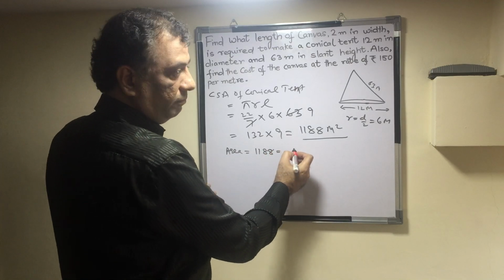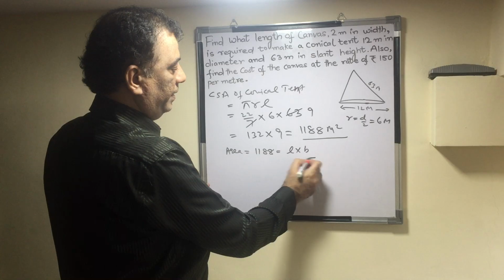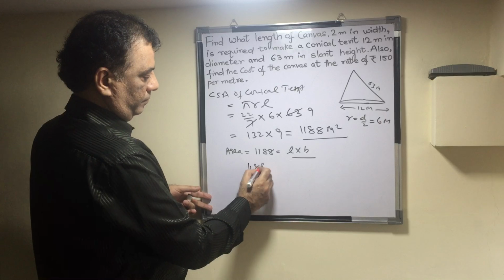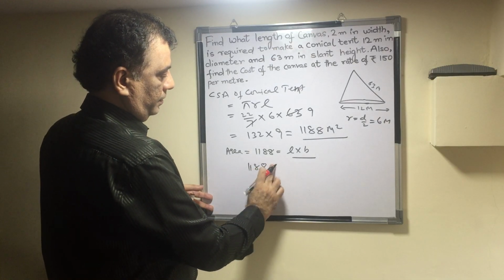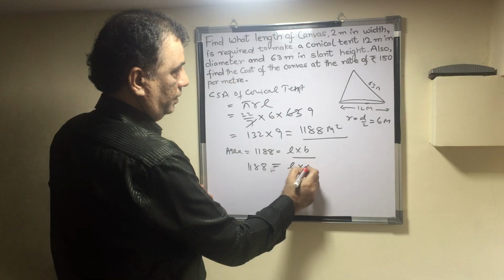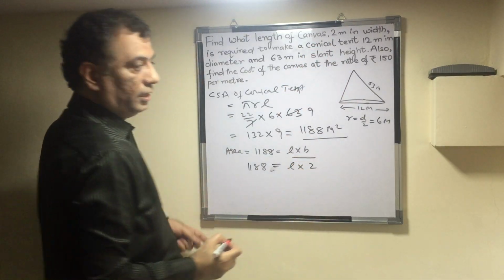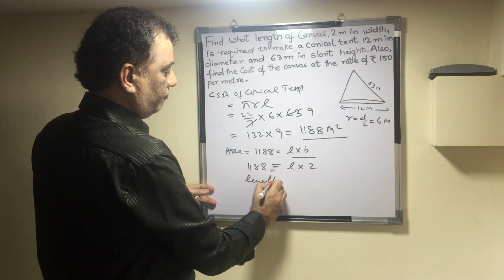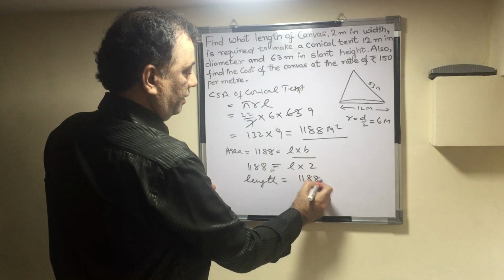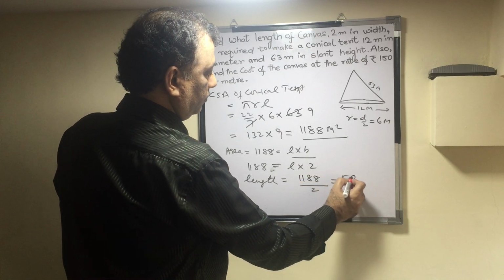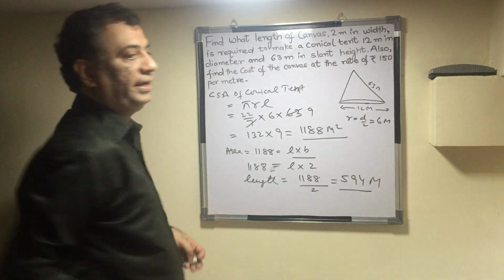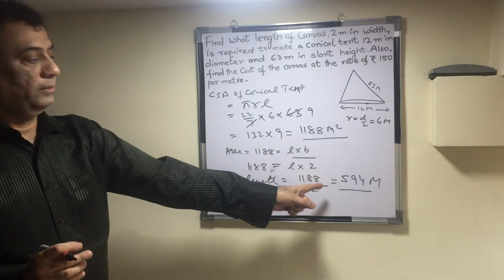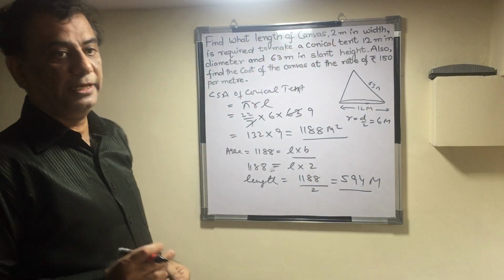And the canvas cloth area will be L into B, where B is width, that is 2 meter. So on the basis of this information, we can get the value of length. Length of canvas will be 1188 divided by 2, that is 594 meter. So 594 meter is the length of the canvas and the breadth is already given.